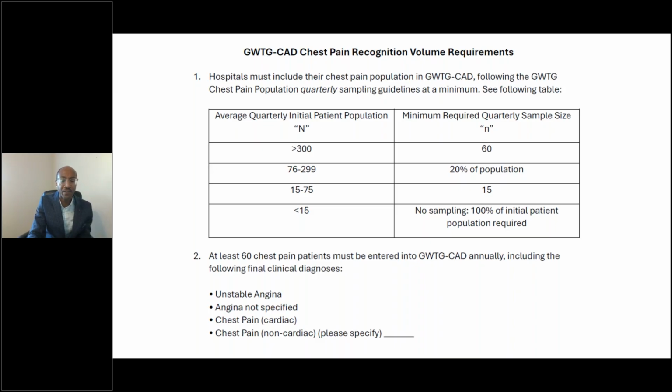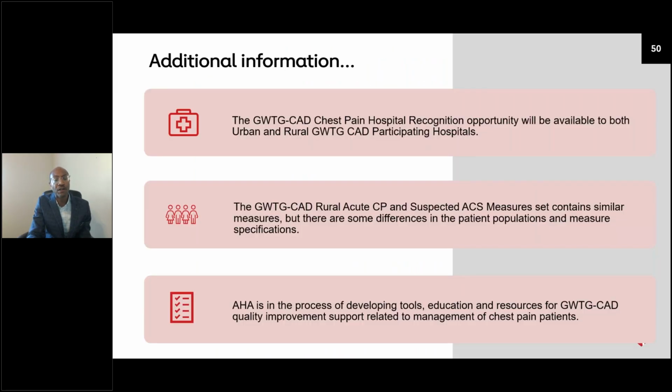And then we'll ask specifically that patients with the following codes of unstable angina, angina not specified, chest pain, or chest pain non-cardiac really be classified and put into the pool of patients being put into the registry, specifically encounters.